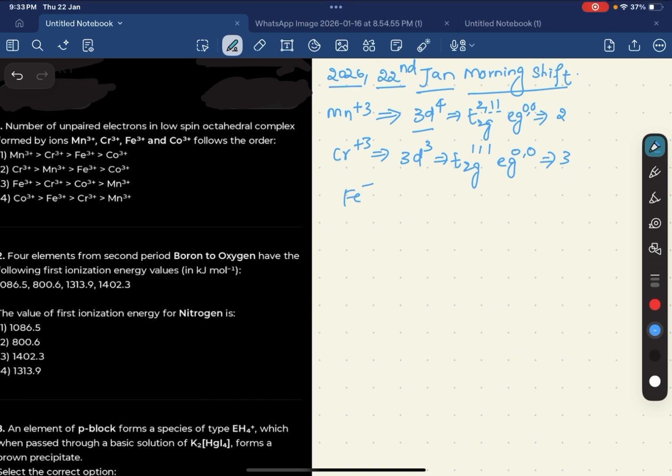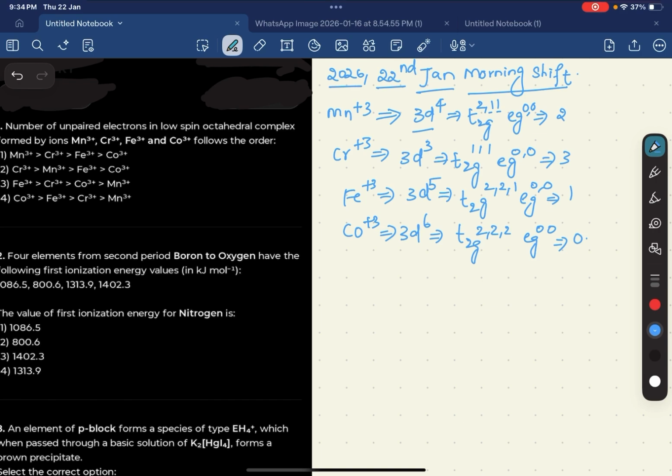Similarly Fe3+, atomic number 26, after removing 3 electrons you will get 3d5. So here you will get t2g 2,2,1 and eg will be 0 0. Here also, according to Hund's rule, we get 1 unpaired electron. The last ion is cobalt 3+. Here 3d6 is the resultant configuration, so t2g 2,2,2 and eg will be 0 0. So total unpaired electrons is 0 in this.